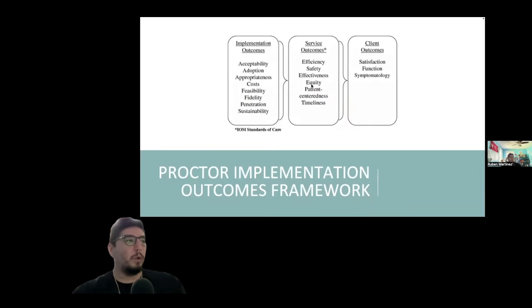This is Enola Proctor's implementation outcome framework. This is one of the first frameworks for evaluation we had in implementation science, and it is definitely one of the most durable ones. The implementation outcomes here, as you see on the left, include some outcomes that are perceptual in nature. How acceptable is our thing? How appropriate is our thing? How feasible do people think it's going to be?